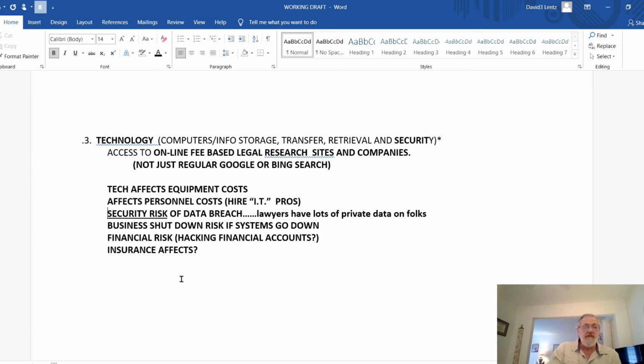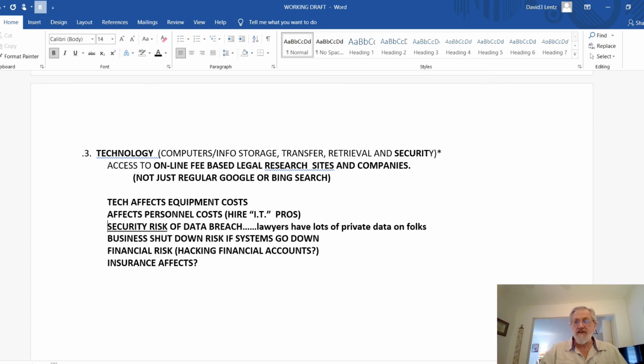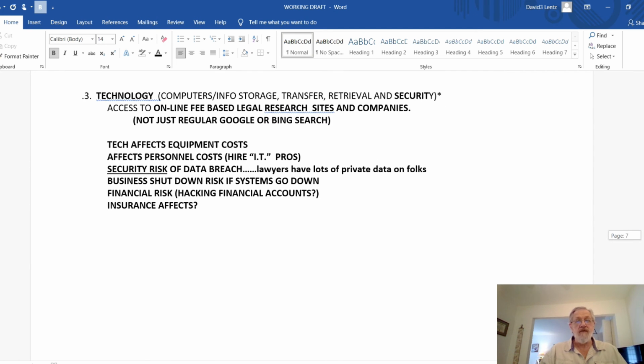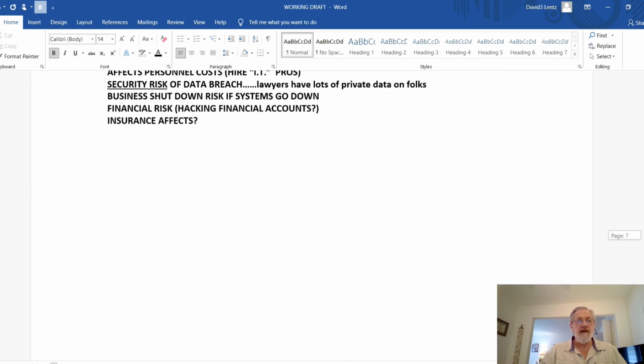There are so many ramifications to all this. If your technological assistance breaks down, you may have business interruptions, and you've got to hire personnel to maintain this stuff. And they are professionals, and that's a separate field of professionalism, and that cost can add significantly. Like I said, it's just a vital part of any law practice nowadays.